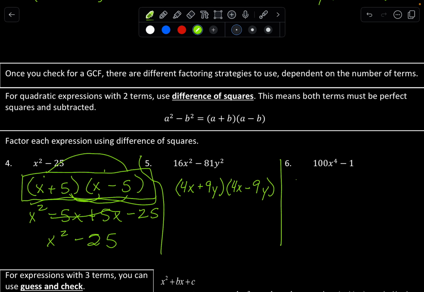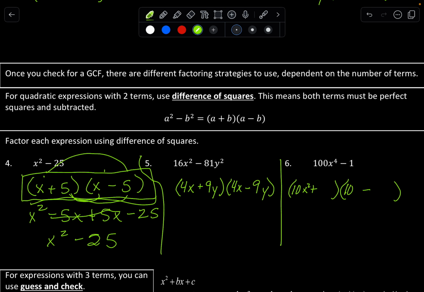Same thing with the last one. Two sets of parentheses, one plus and one minus. What do I take times itself to get 100? That'd be a 10. What do I take times itself to get x to the fourth? This is one where we have to take x squared times itself. x squared times x squared is just x to the fourth. That's when we have to add the exponents together, right?